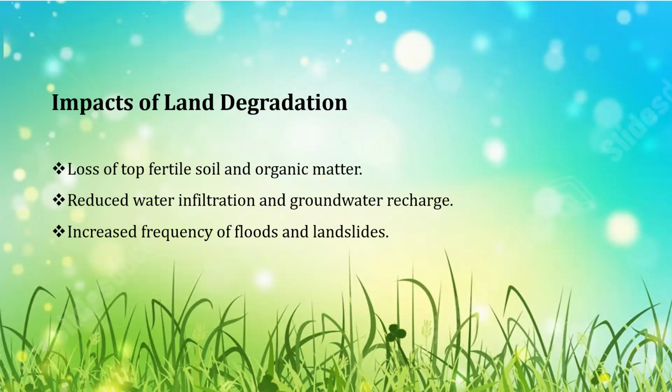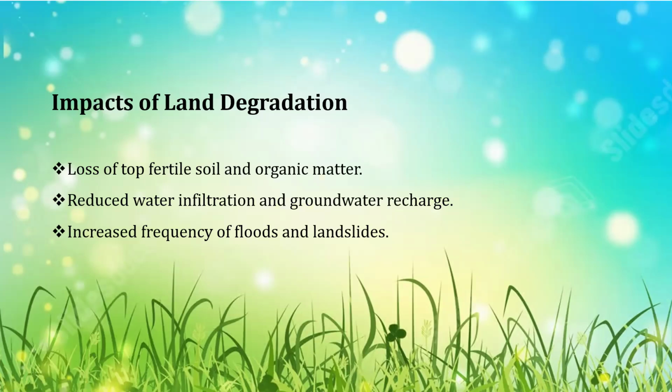The second point is reduced water infiltration and groundwater recharge. Infiltration is the process by which water on the ground surface enters the soil. Degraded soil often becomes compact or crusted, meaning rain cannot soak in. And because the water cannot penetrate the surface, it does not reach the underground aquifers, like the natural water tanks we use for wells. This leads to dropping water tables and water scarcity.